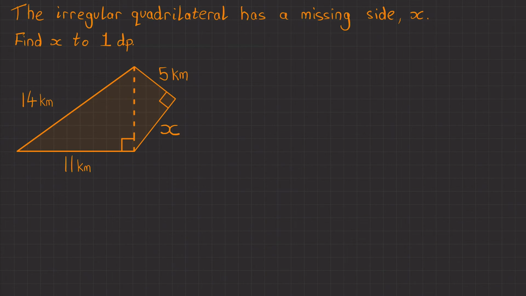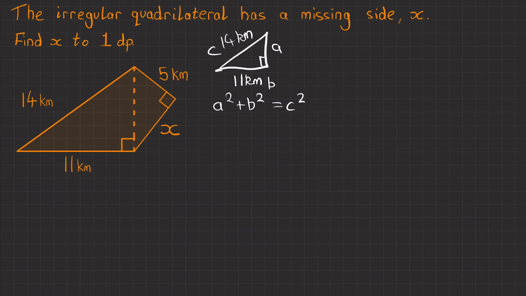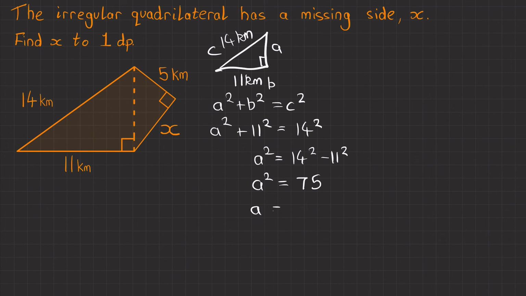So I'm going to draw out the left-hand side triangle first. We've got 14 kilometers. I'm going to call this A because I seem to like calling it A. 11 kilometers at the bottom. This will be B, and the hypotenuse is always C. Write out Pythagoras' theorem. A squared plus B squared equals C squared. Substitute in the values. So A squared plus B squared, which is 11 squared, equals C squared, which is 14 squared. Take away 11 squared from both sides. So we'll have A squared equals 14 squared minus 11 squared. A squared therefore equals 75. Therefore A will equal root 75.